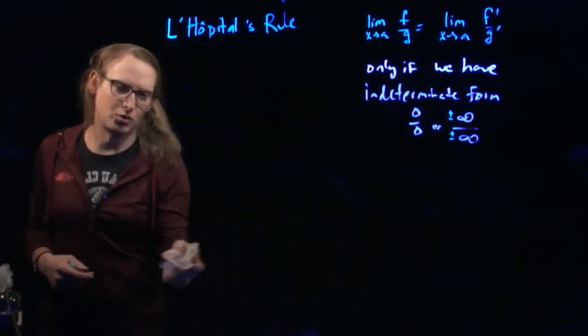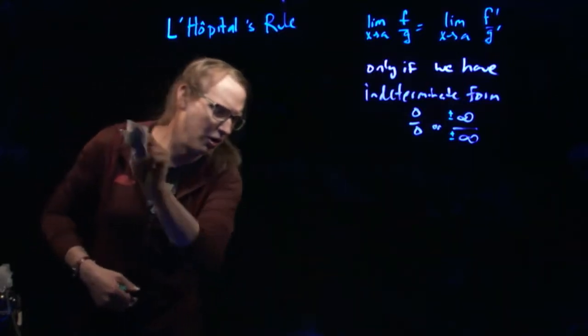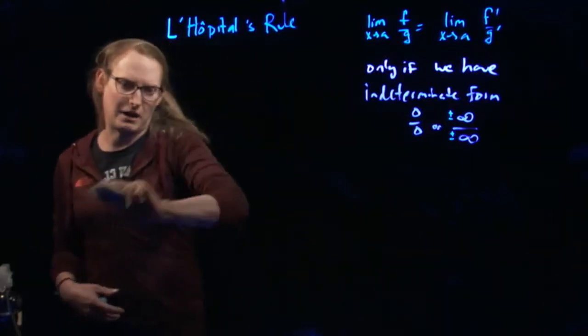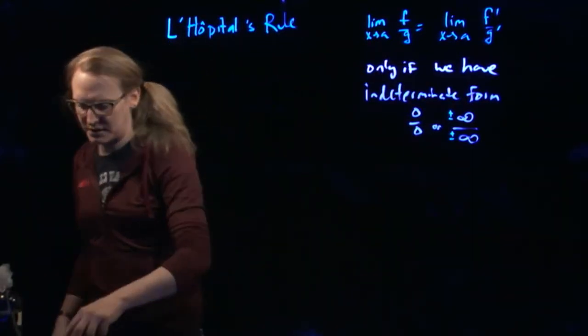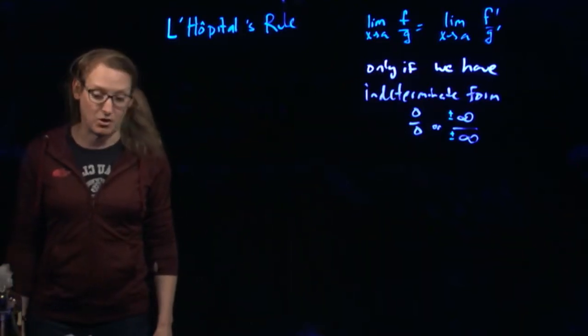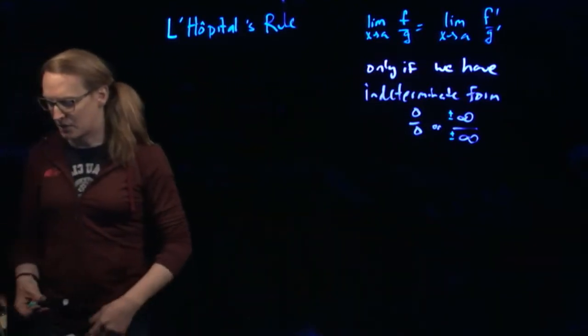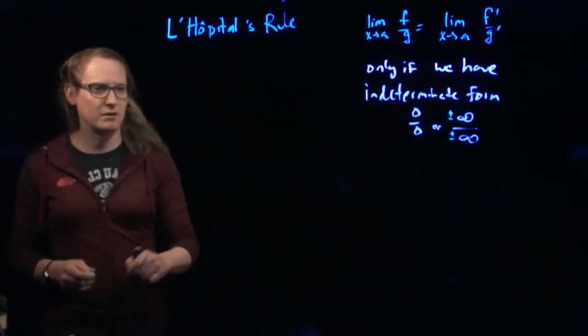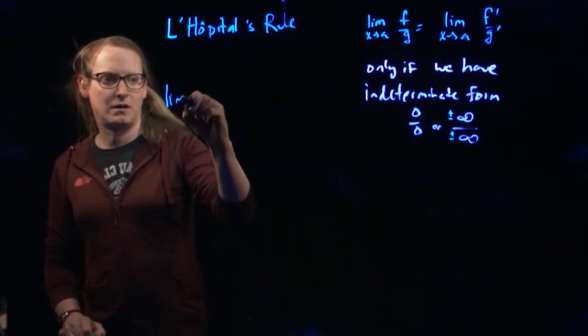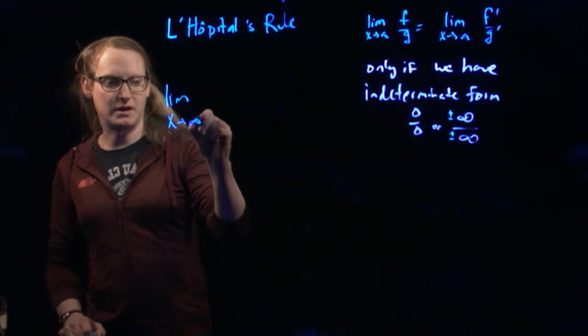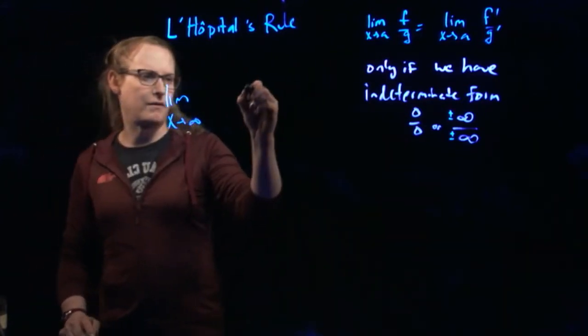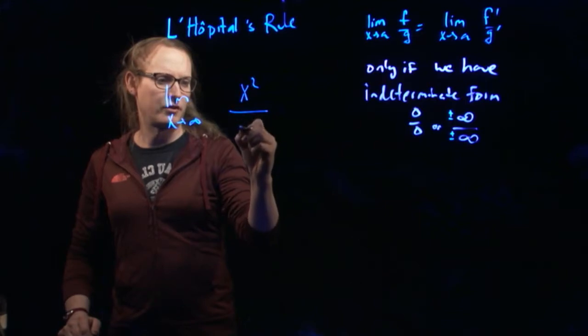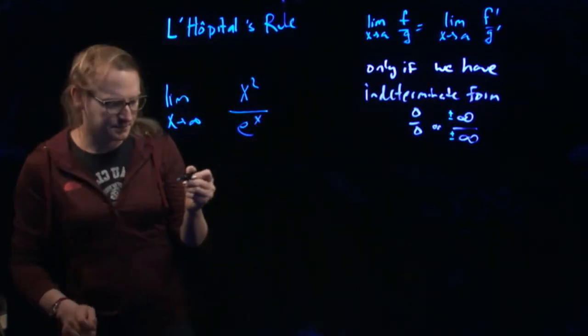We're doing this tool, which is really all about racing rates of change, and I'm not going to explain what that is in the context of this video. I'm sorry. So let's do another example. Let's do the limit as x goes to infinity of x squared over e to the x.